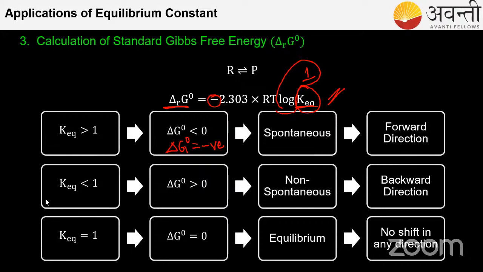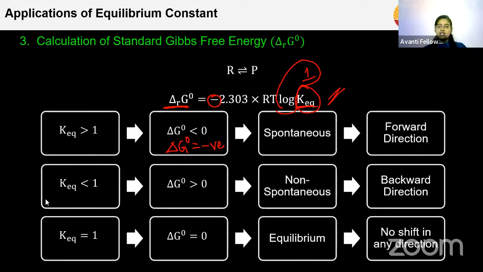Do you have any doubt here? So what are the 3 applications, students? First of all, we can find out the extent of the reaction. And secondly, we can find out the direction of the reaction. Thirdly, we can calculate the delta G naught from the equilibrium constant.